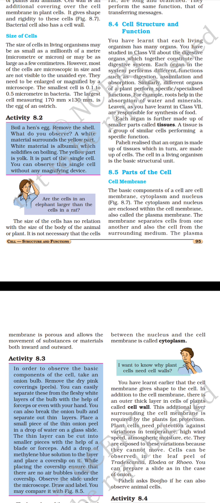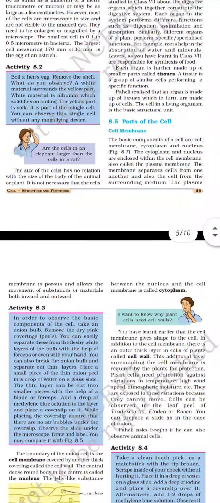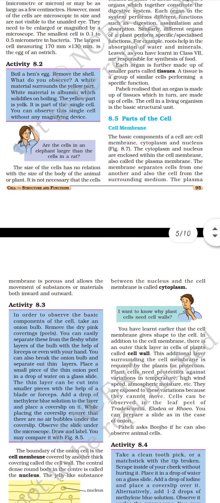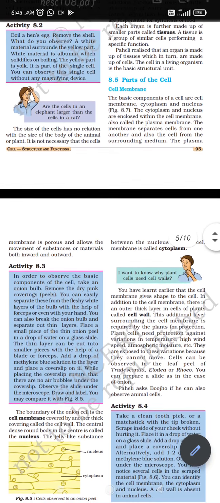In the cell structure and function, we will see what is the structure of this cell. We say that the cells are different in number, different in size and different in shape. But if we talk about living organisms, these cells come in a group, and this group makes up tissues, and these tissues in turn make up the organ of a living organism. So if tissues are made up of cells, the cell is the basic structural unit.